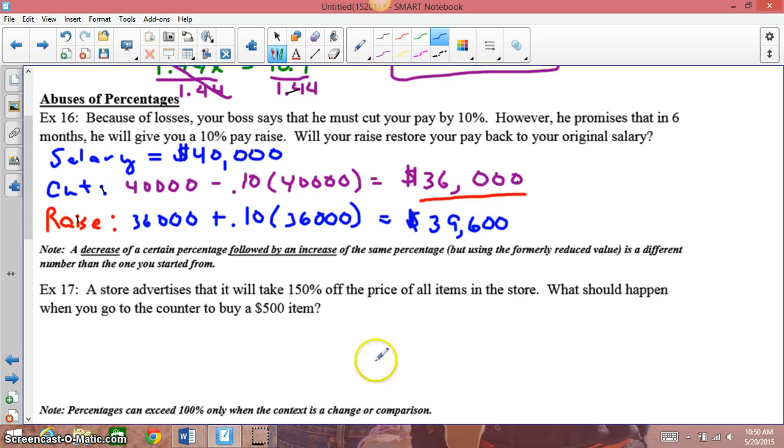So, for example, here when we say a store advertises that it will take 150% off the price of an item in the store, what would happen if you got to the counter and were going to buy a $500 item? It's going to get a discount, so we're going to subtract 150%, change that to a decimal, so we're talking about 1.5, multiplied times the price of the item. Like I said before, you can just type that directly in your calculator. You should get negative 250. So essentially, what we're saying is that the store owes you $250. It's definitely not going to happen.